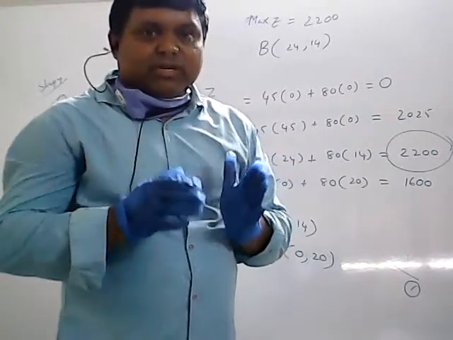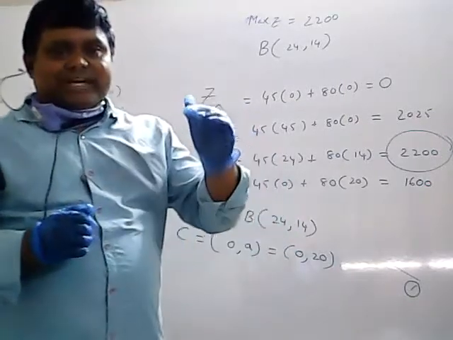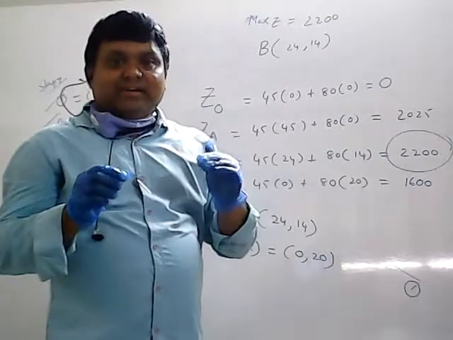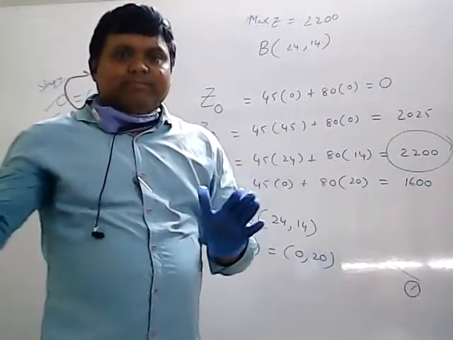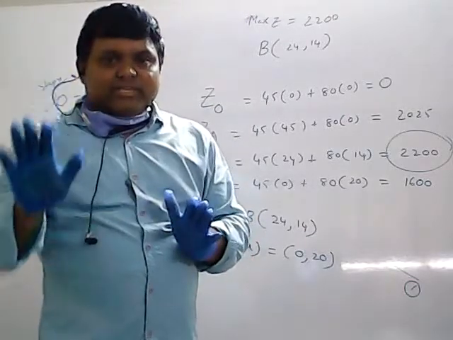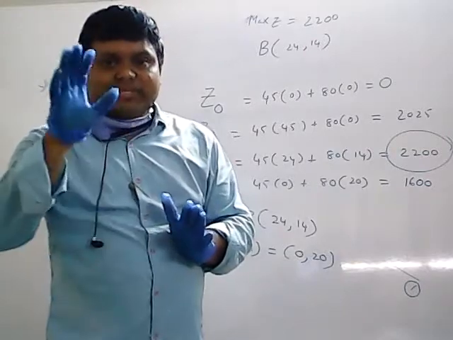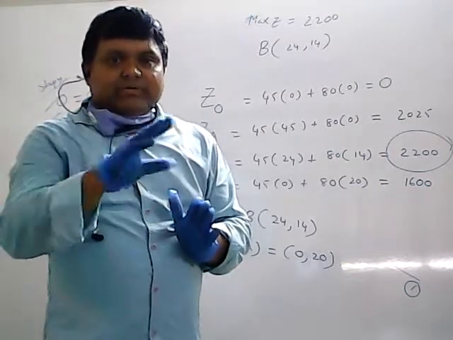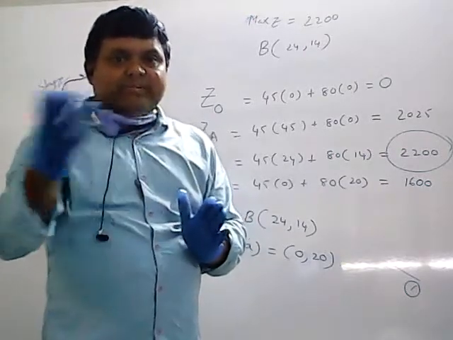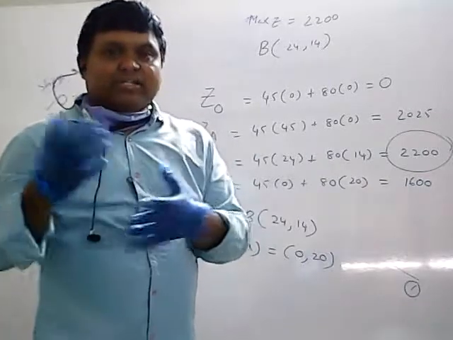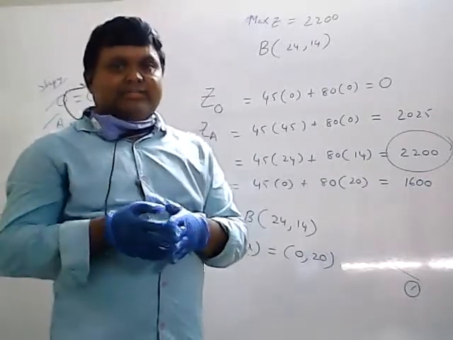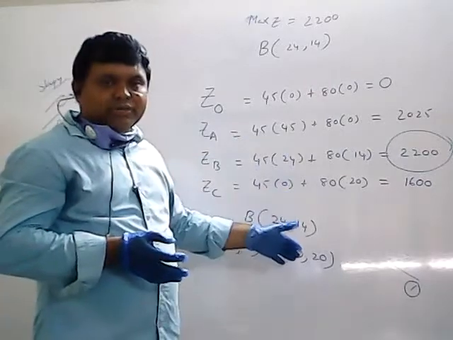This is the first model I have discussed. What is it? Objective function is maximization. Constraints are less than or equal to type. For any problem, in any graphical method, these are the only 6 steps you have to follow. Steps are same. So you have to identify different models: maximum, minimum, or combination, or special cases, or exceptional cases in graphical method. I hope all of you understood.